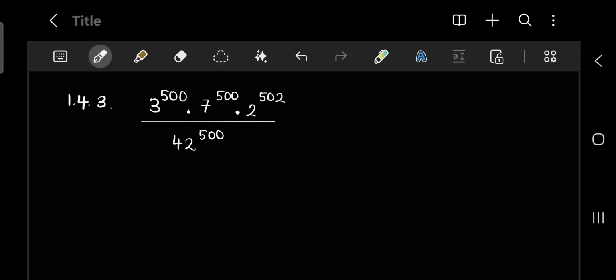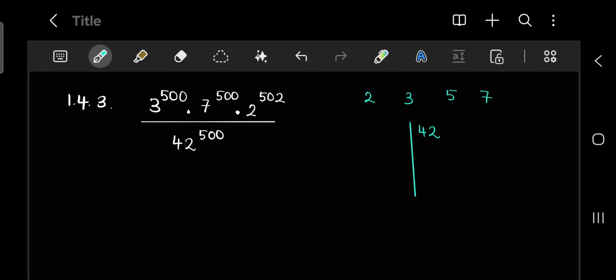So for a question like this, the first thing we need to do is make sure that all of our bases are products of prime numbers. So in our numerator, 3, 7, and 2 are prime numbers, so that is fine. But this 42 in the denominator is not a prime number. So we're going to start off by using the ladder method to get that 42 to be a product of prime numbers. Now let's state the first few prime numbers.